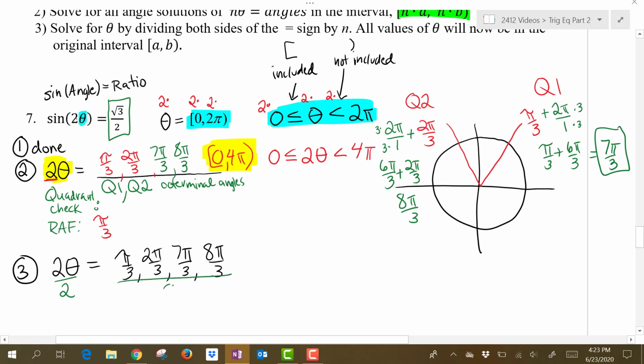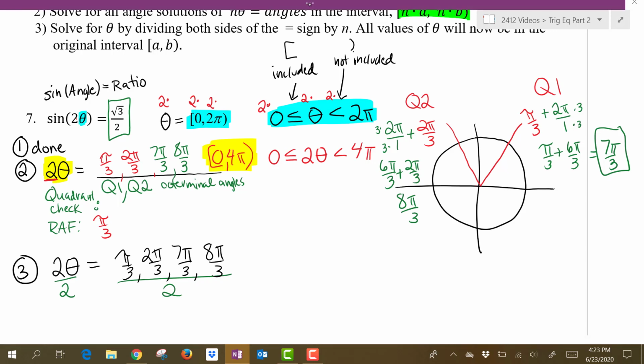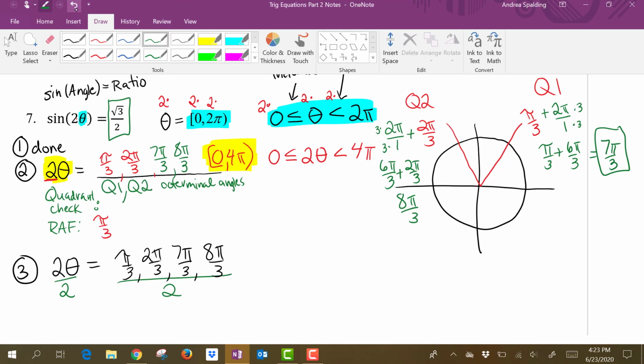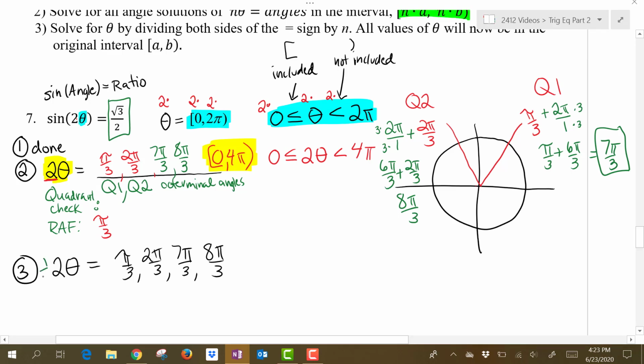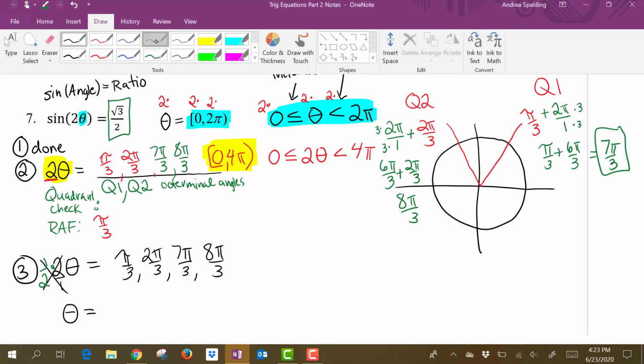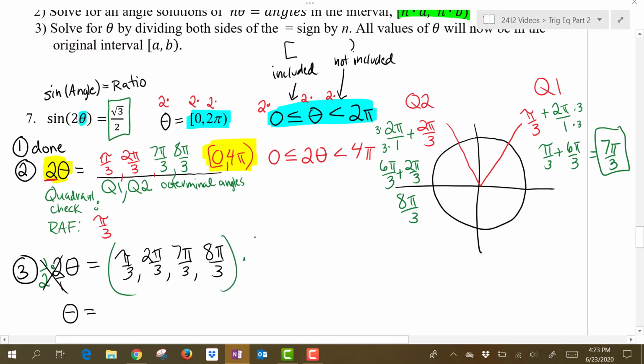Now, instead of dividing everything through by 2, because you notice that looks pretty ugly, we end up getting a pretty ugly fraction, we're going to think about multiplying by the reciprocal, and that'll just make the calculation look a little easier. So I'm going to multiply on both sides by the reciprocal 1/2. Now, when I do that on the left-hand side, we get just theta. So all of that cancels out. Now I'm going to do that on the right-hand side to all of the angles. So I'm going to multiply each one of those by 1/2.